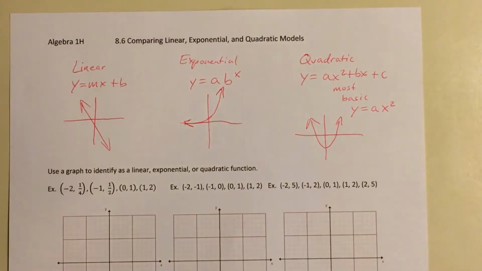So what we're going to spend the rest of this lesson doing is comparing different facets of these three different models. And also, we're going to write equations for them, which is going to be kind of cool. Let's start out. We're going to use a graph to identify as linear, exponential, or quadratic function. And this is pretty much a piece of cake. Plot the points, see what shape you got.